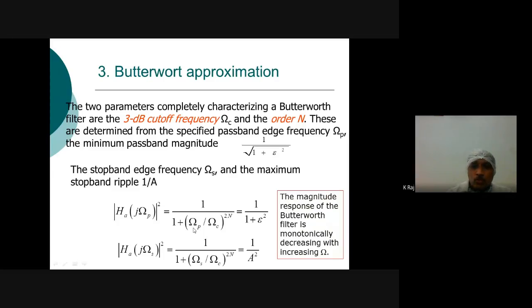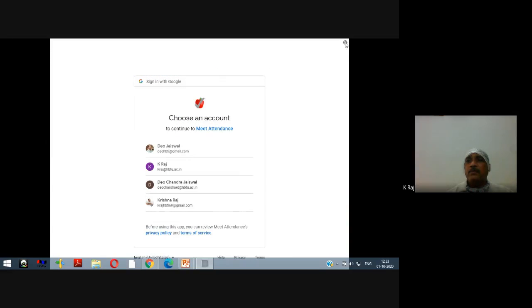So when omega is equal to omega p, the Butterworth approximation, that is its magnitude square, will become 1 upon 1 plus (omega p upon omega c) to the power 2n, and that value will become 1 upon 1 plus epsilon square. It was under root, and here we have considered the square one, so this will become 1 upon 1 plus epsilon square. Similarly, when omega becomes omega s, at that time this value becomes 1 upon A square. The magnitude response of the Butterworth filter is monotonically decreasing with increase in the frequency omega here.